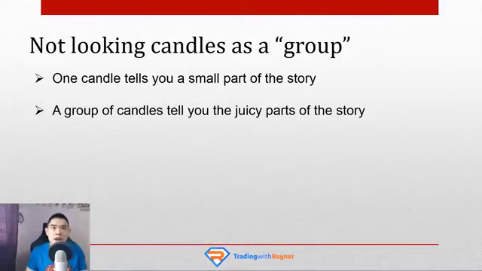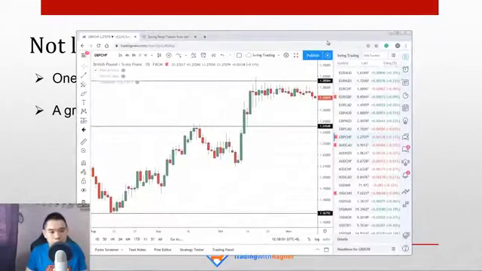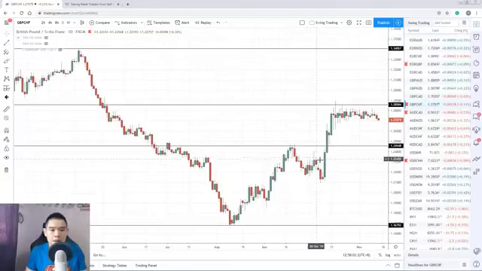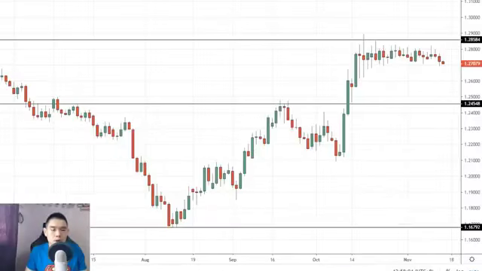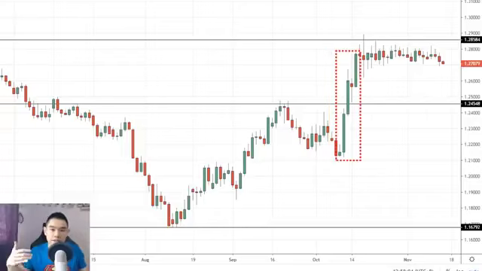So let me give you an example, shall we? If you look at this, this is the chart of pound Swiss franc. So notice over here, this group of candles tells me that the buyers are in control. The range of the candles, they are expanding.